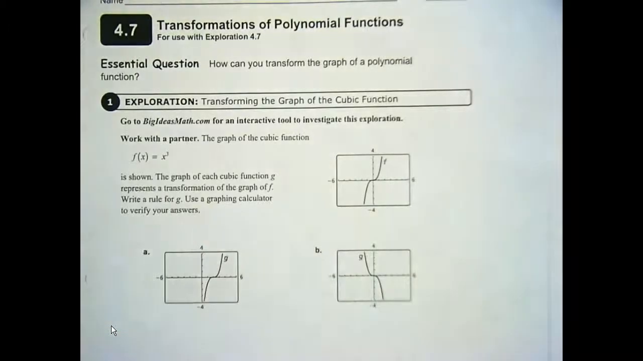Today we're going to talk about transformations of polynomial functions. So if you think back to transforming functions earlier in the year, tell your neighbor what you remember about transforming them.